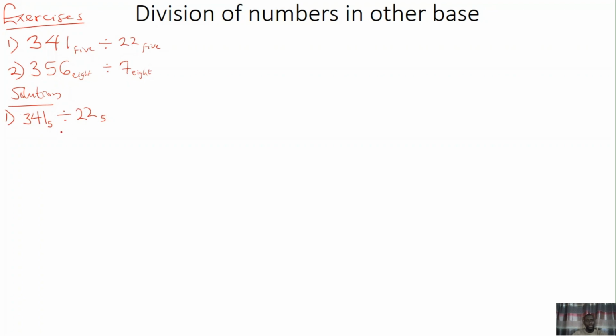If you want to do division in any base, the first thing you do is to construct the multiplication table of the number that you are using to divide. In this case, we are using 22 to divide 341 base 5. So the first thing we do is to construct the multiplication table of 22 in base 5.